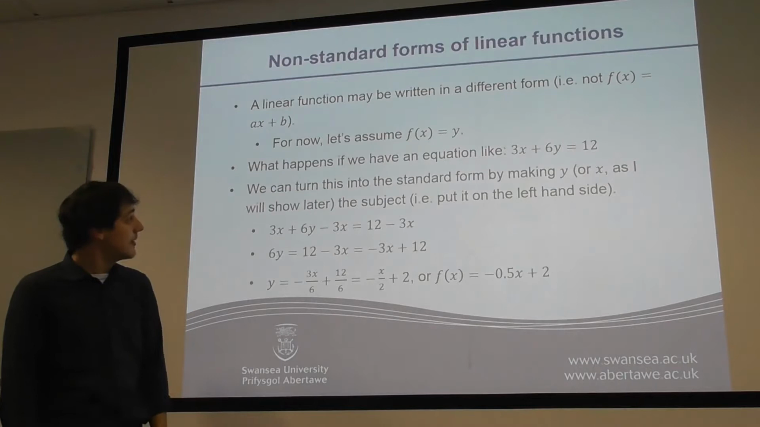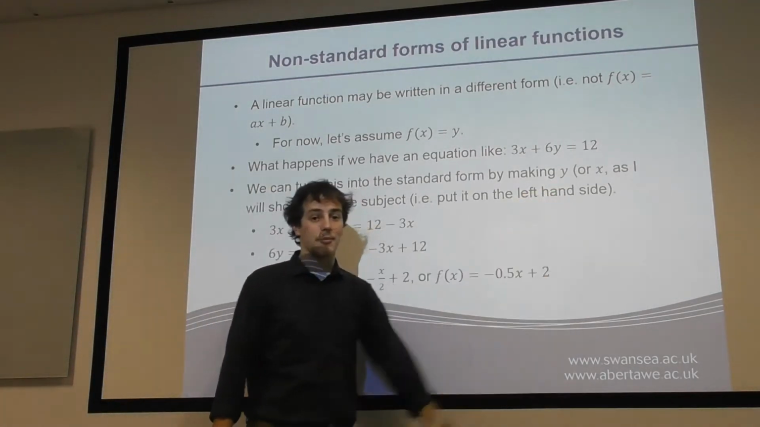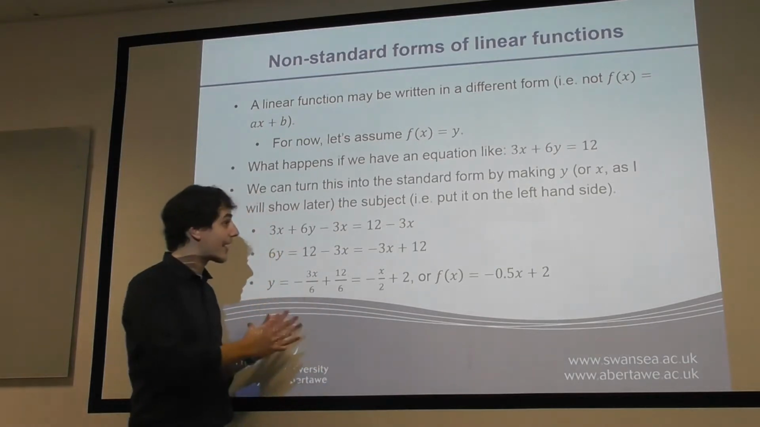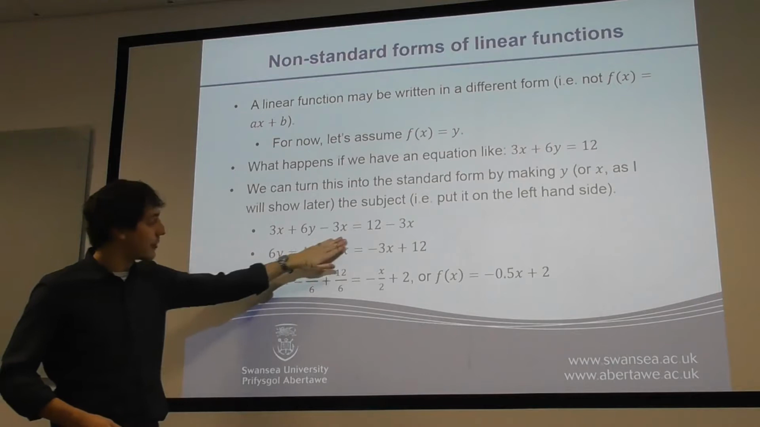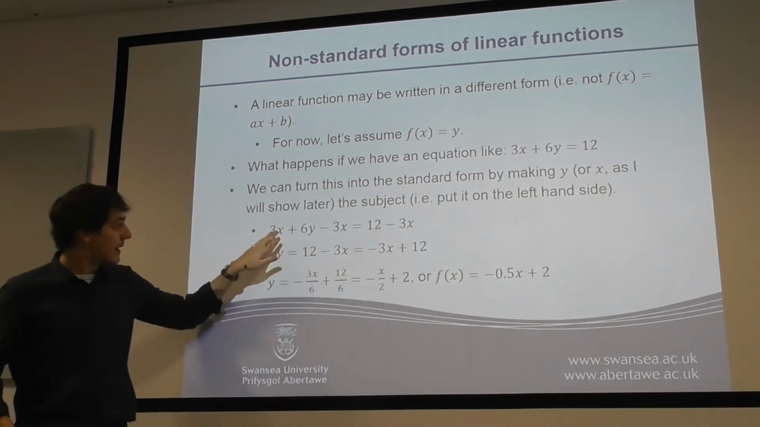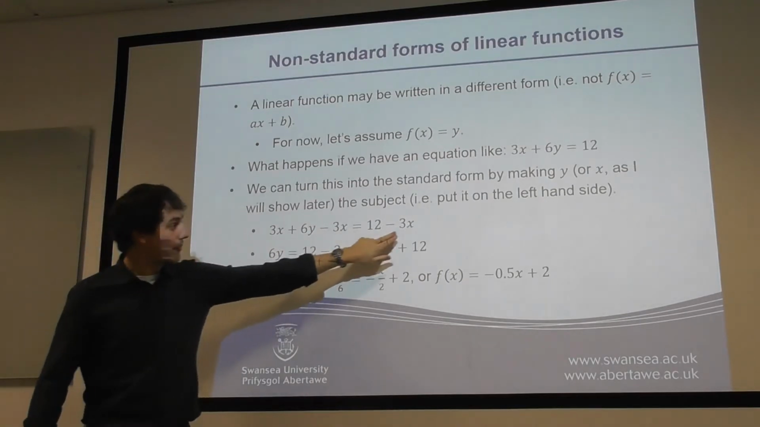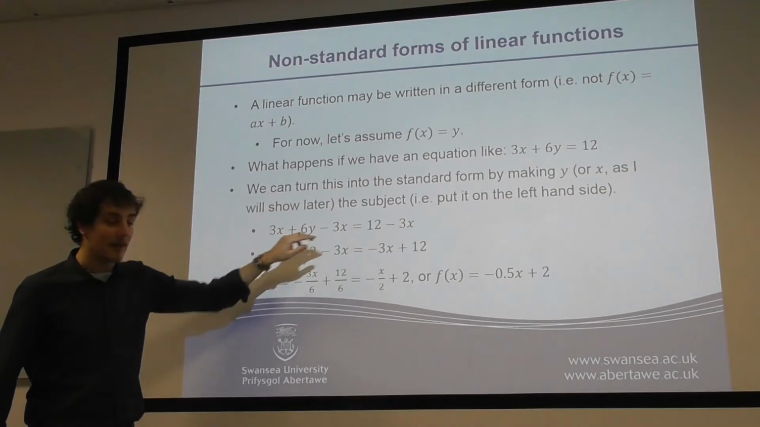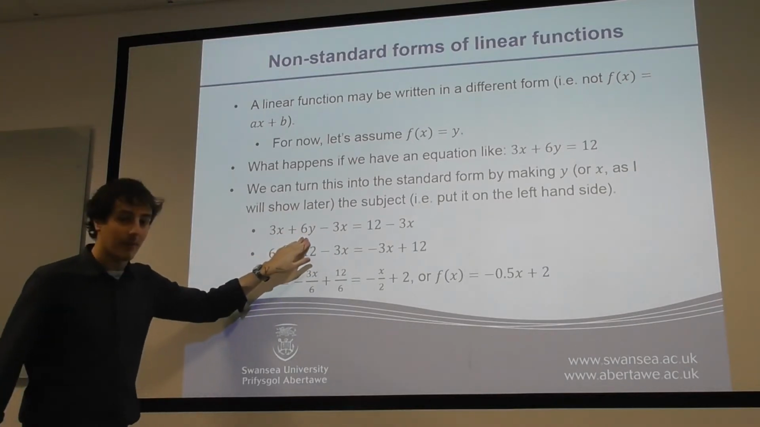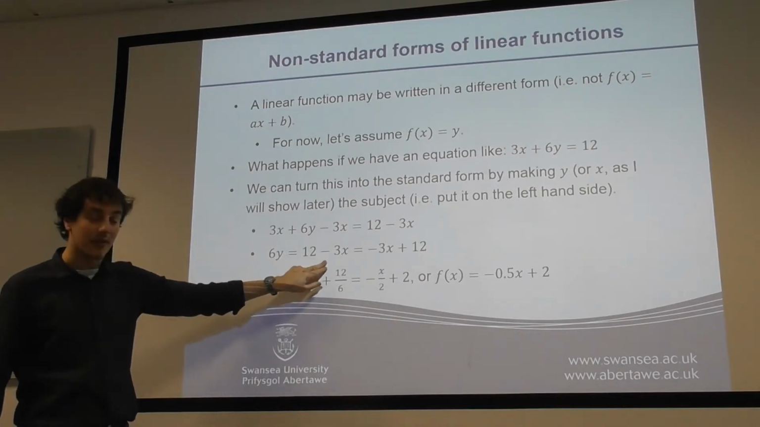So what we can do is rearrange it to make y our subject. Basically, this means we want to get y on the left-hand side all by itself. How do we do this? Simple rearrangement. We start with 3x plus 6y equals 12. Then we minus 3x from both sides. We get rid of it from this side, so 3x minus 3x is 0, and we're left with 6y equals 12 minus 3x.